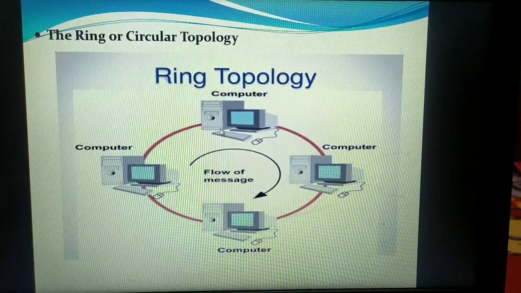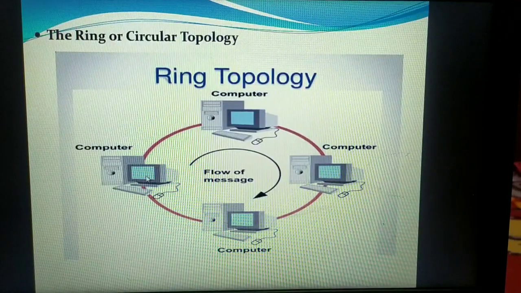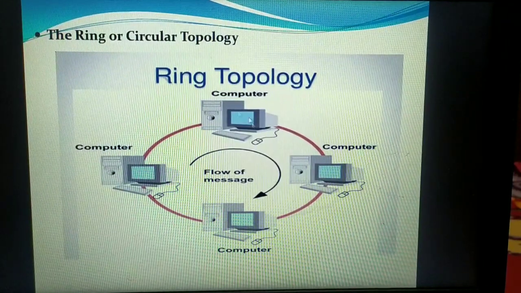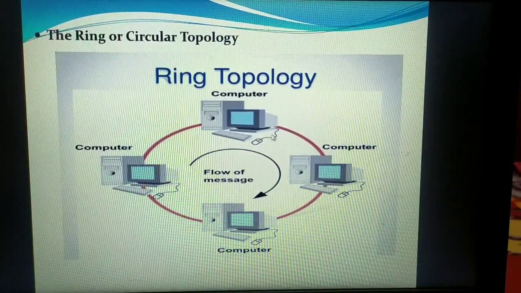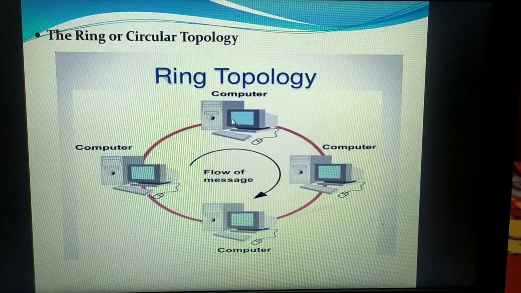In this ring topology, each node is connected only to its 2 neighboring nodes. This node is connected to only its 2 neighboring nodes, this node is connected to only its 2 neighboring nodes, and this node is also connected to only its 2 neighboring nodes. So each node is connected to only its 2 neighboring nodes, and the data is transmitted around this ring from one node to another.